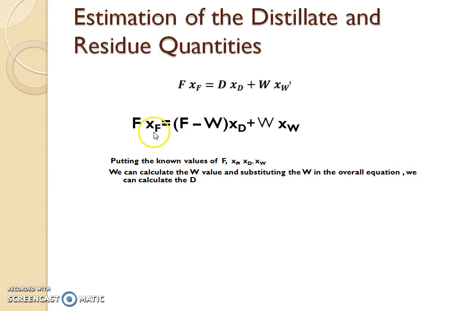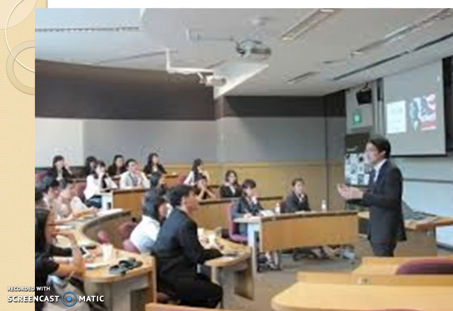We know the F value and XF value, and the XD and XW values from the graph as well as from the data in the statement of the problem. You can calculate the amount of residue obtained. Once you have got the W value, you can substitute it in the overall material balance equation or the component material balance equation and you can calculate the D value. So this is regarding flash distillation.